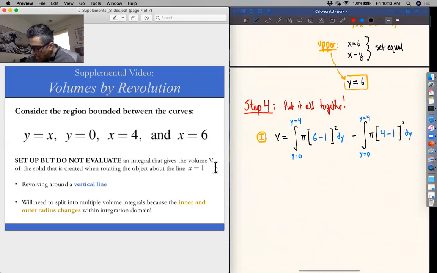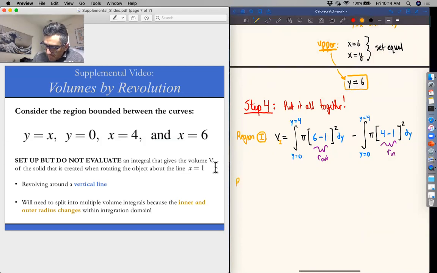Oh, I need a square there. So just to clarify, 6 minus 1, that was our outer radius, and 4 minus 1, that was our inner radius. And that was the volume integral for region 1. I will just give that a little volume 1 flag. That is the volume of region 1 there.